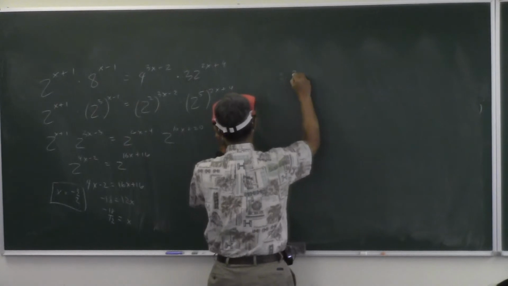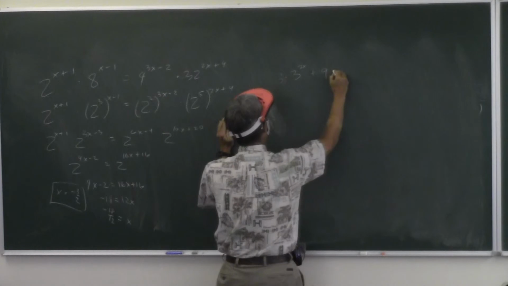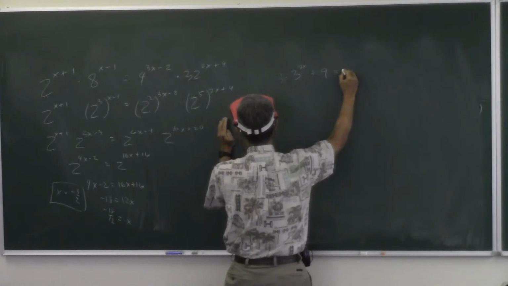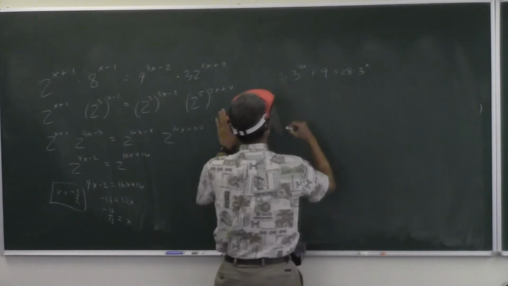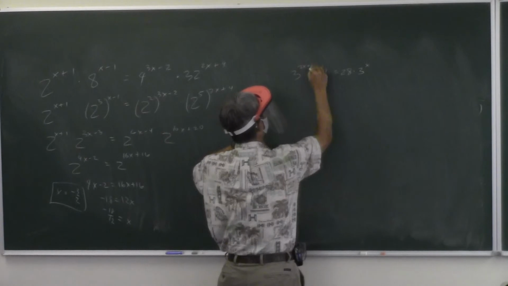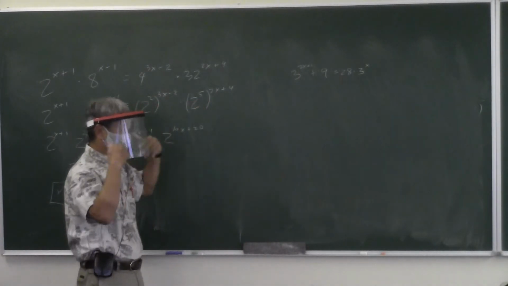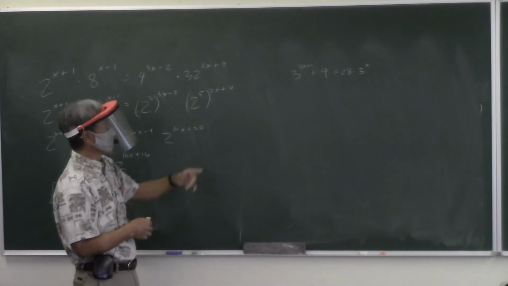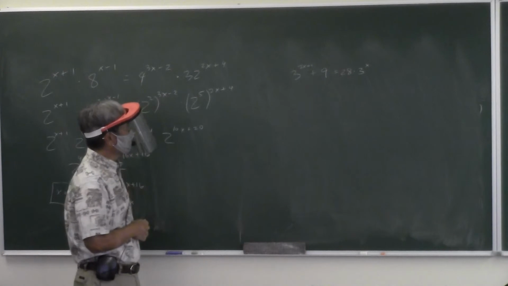Okay, here. 3 times 3 to the 2x plus 9 is equal to 28 times 3 to the x. And then of course, here, this is how I kick it up a notch. Okay, see, that's what goes on in my mind when I make a quiz, and then now here's the finished product. Solve for x. How would you solve for x in this equation?